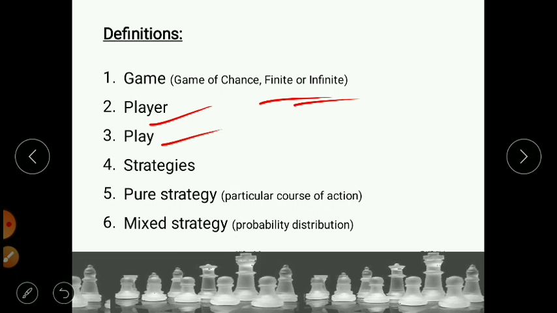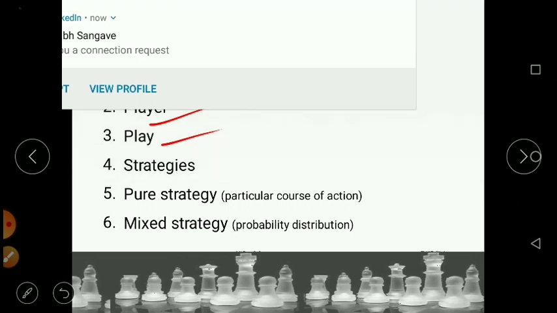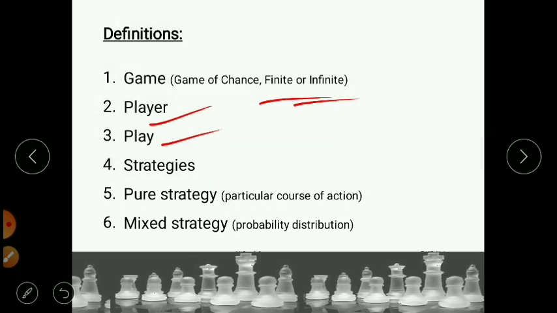Strategy, self-explanatory again. Strategy is nothing but the predetermined rule by which a player decides his course of action from his or her own list of courses of action that is available in the game. Right. To decide a particular strategy, the player need not know the other's strategy. Please make a note of this. His or her own strategy can be different.